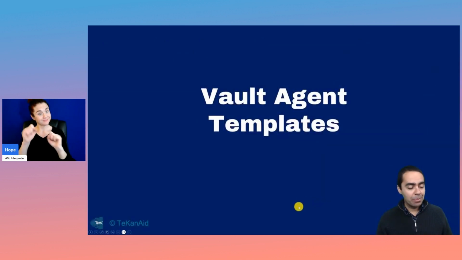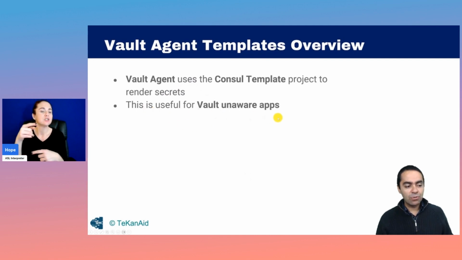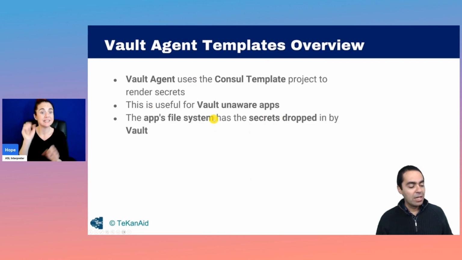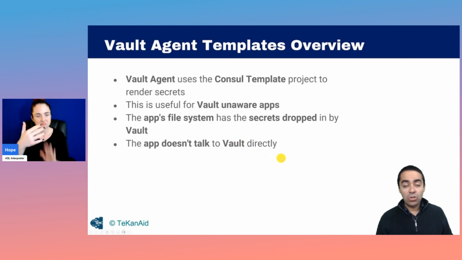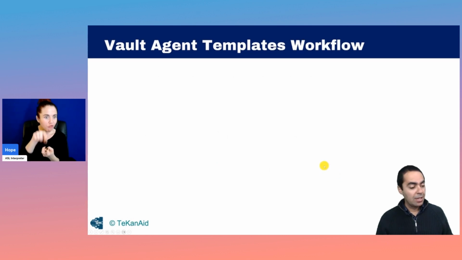Let's take a look at the Vault Agent template. A review here: Vault Agent uses the Consul template project to render secrets. The Consul template is a project that was actually used with HashiCorp Consul but got extended over to the Vault Agent to be able to render these secrets as a template. This is useful for Vault unaware apps, as we mentioned before. The app's file system has the secrets dropped in by Vault. The app doesn't talk to Vault directly, and all it needs to know is what files to find those secrets from and how to read them.